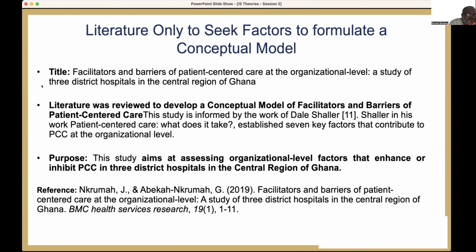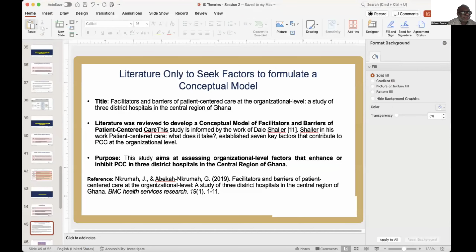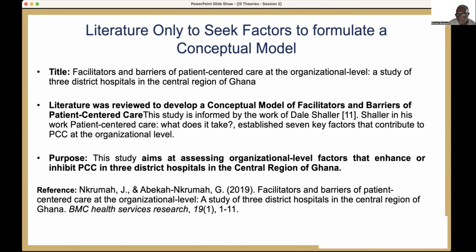What the study did was that, let me just pause this one. Okay. What the study did was to hold. Yep, I found it. Good. Share the screen.